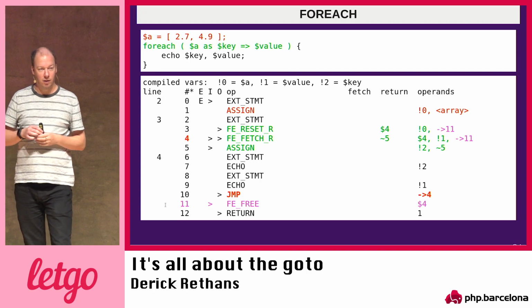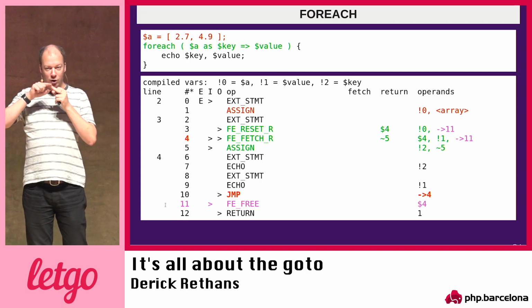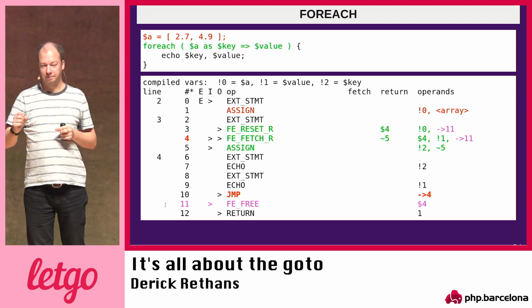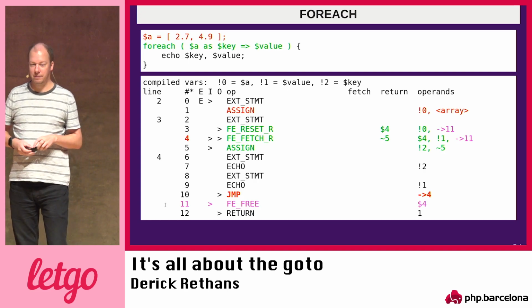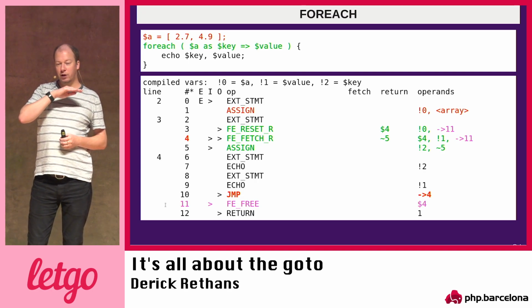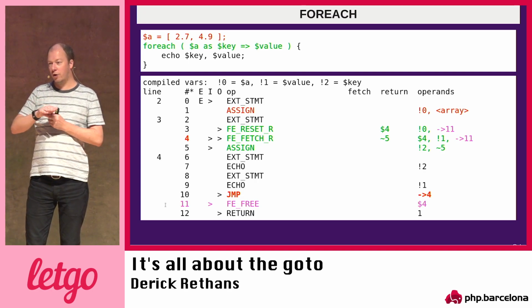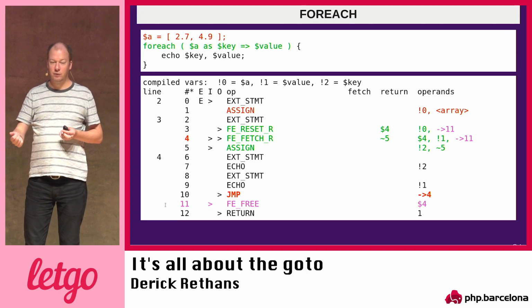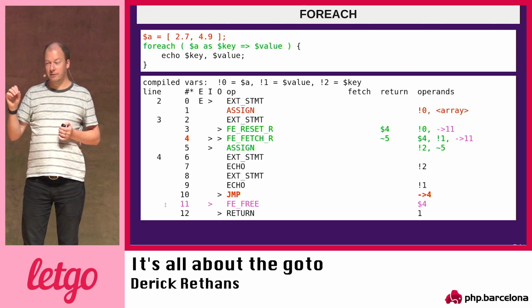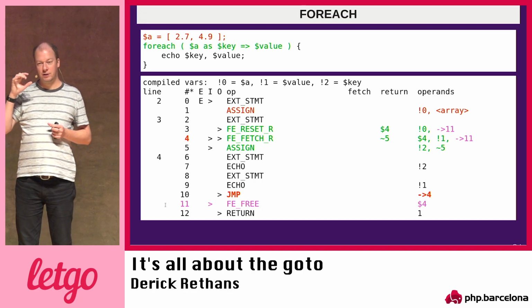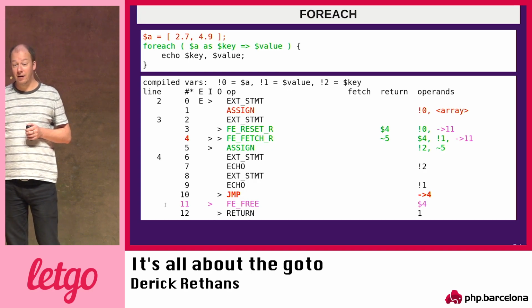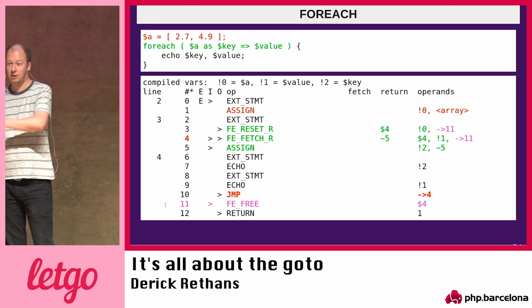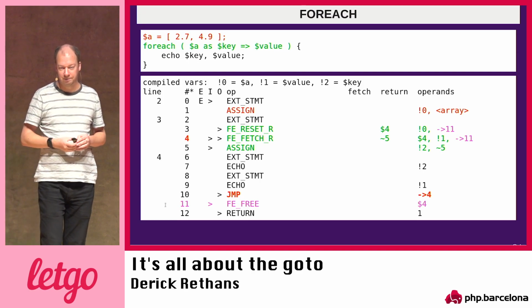So basically what this instruction does, it creates an internal array pointer that it can use to loop over the array or generator. It's the same initial thing. If the array doesn't exist or is empty, then it will jump immediately to opcode 11, which is FE3, where it frees this pointer to follow the array, which has been allocated in FE reset. If you allocate something, you need to free it, so that's what the FE3 is for.